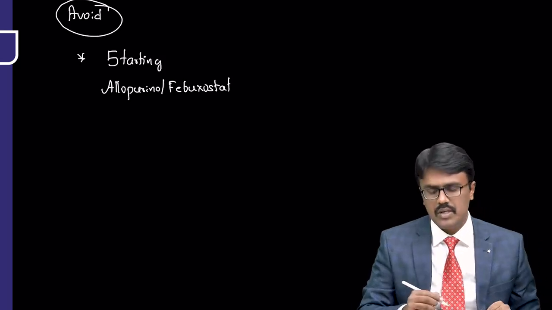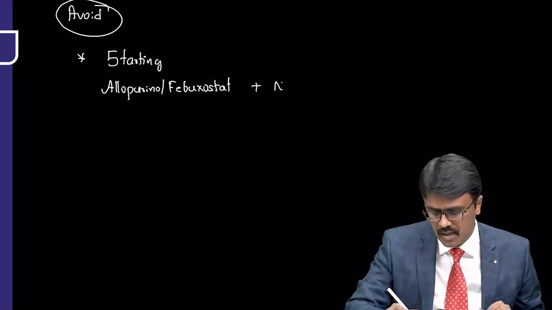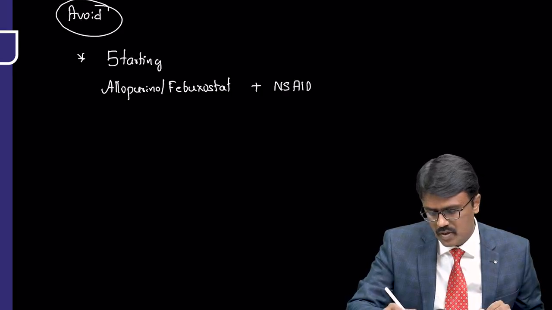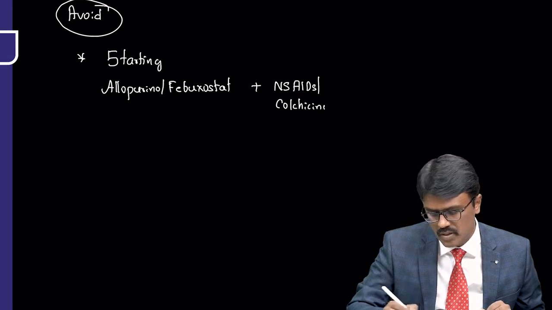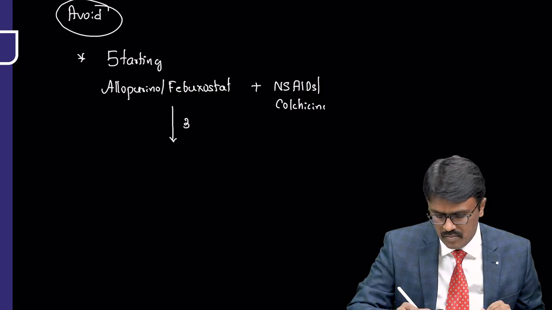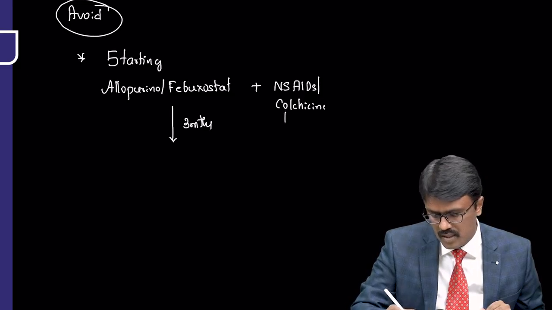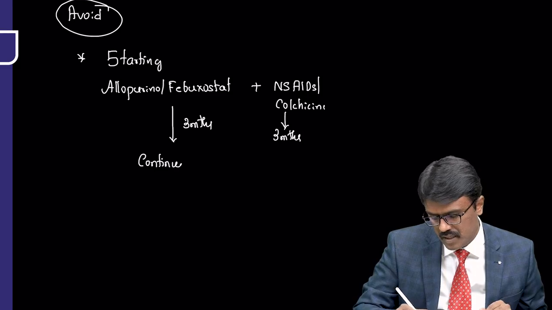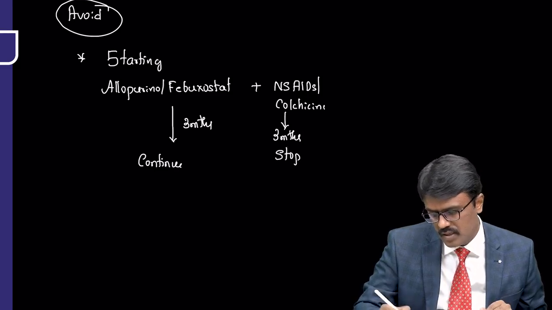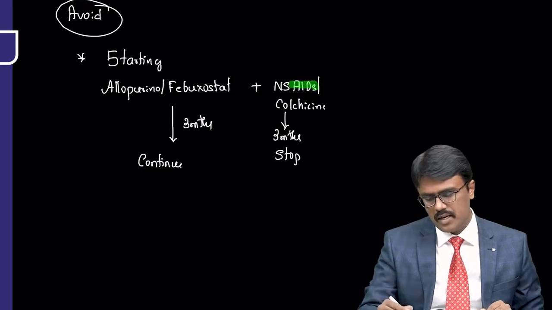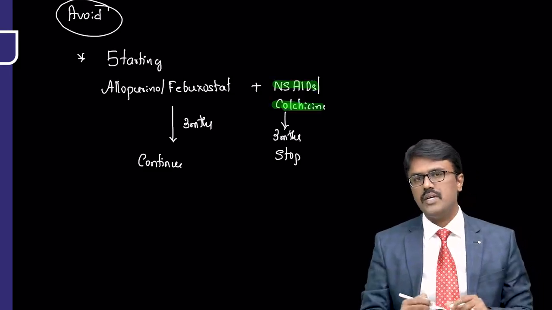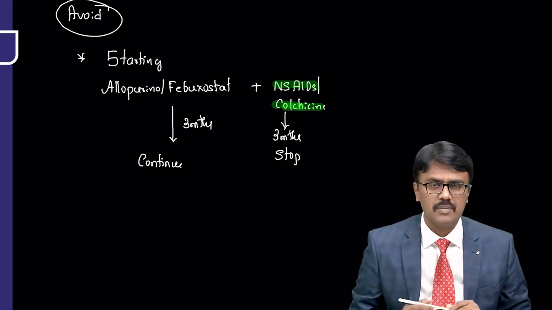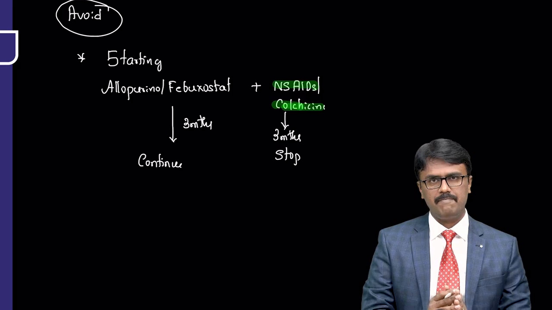So what you should do is combine it with NSAIDs or colchicine. These are given for 3 months, and then it is continued and you can stop this. Even if acute gout is precipitated, the NSAIDs and colchicine will take care of that, as the patient will not get acute gout precipitated. This is a clinical application.